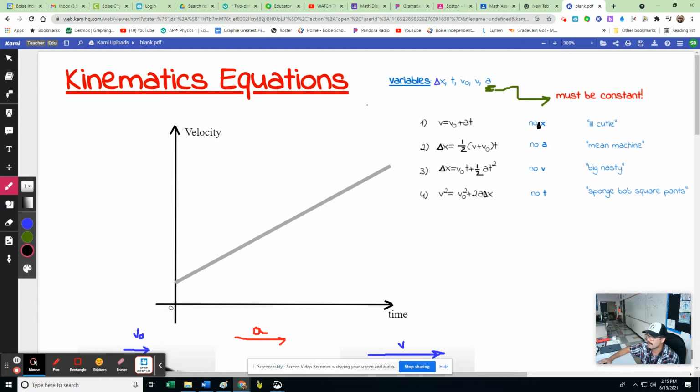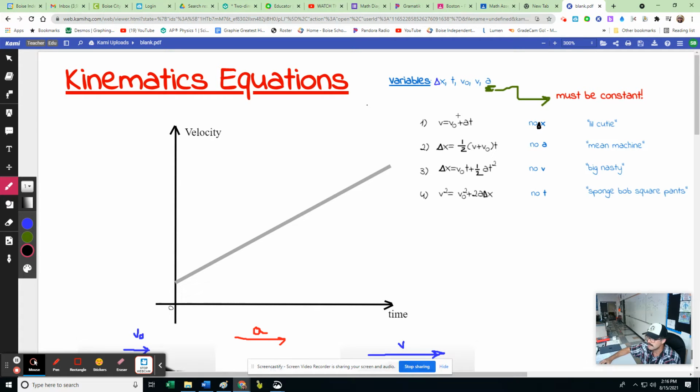The third equation I'll derive is Big Nasty. It's just got a lot of stuff going on here. It's got fractions and squares and different stuff, so I call it Big Nasty. And this ignores final velocity, so if you don't know that, you can ignore it and still use this equation. And the fourth equation is SpongeBob SquarePants. It's got squares all in place. And this ignores time. You don't need to know about time to utilize this equation.